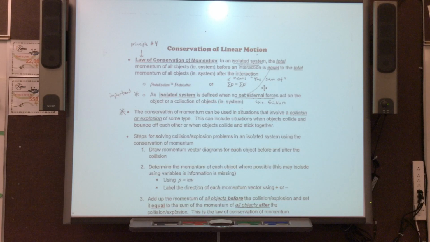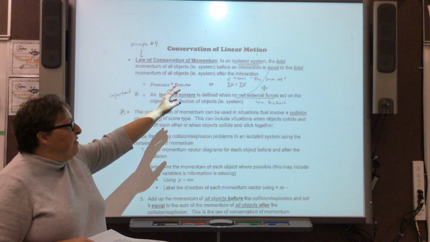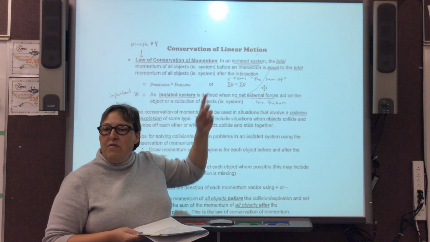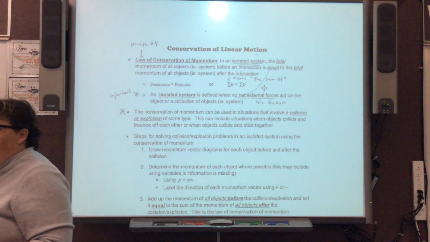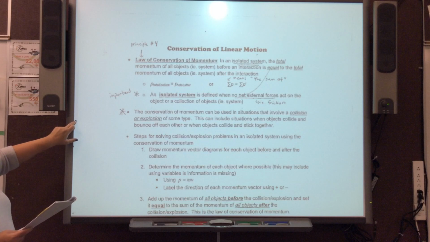Okay, so this is an isolated system, and this is what we're looking for. Total before equals total after, or this one here is what you're going to see. That epsilon sign means sum of. So if you had 5 objects before and 5 objects after, you would take the momentum of object 1, the momentum of object 2, object 3, object 4, object 5, and then add them all together, the sum of. Okay? So this is what's really important.